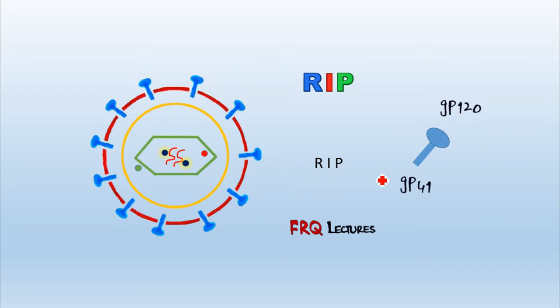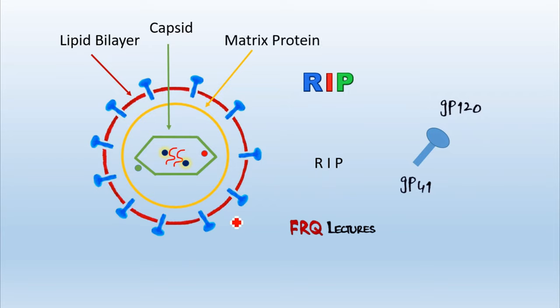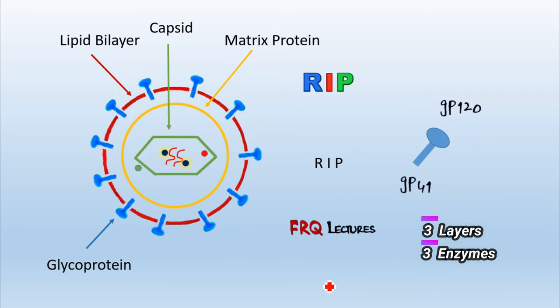So before moving to the next thing, let's quickly recap the structure of HIV. We can see that the last layer, L for last, L for lipid bilayer. And then we have the thing present at the center or the core. So C for center, C for capsid. And then comes the middle layer, M for middle, M for matrix protein layer. And then we know that these blue structures are in fact the glycoproteins. So I hope you got the idea. It's pretty simple. There are three layers and three enzymes. And then we also talked about the two portions of glycoprotein. This GP160, which is further subdivided into GP41 and GP120. So there are three numbers to remember: 160, 120, and 41.